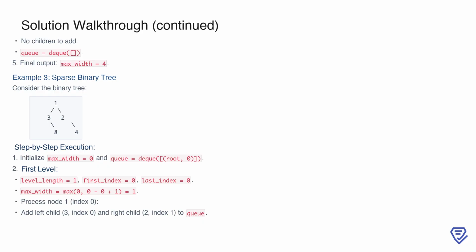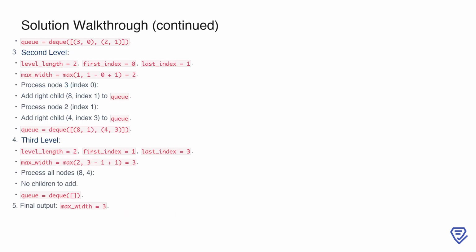Processing all nodes at this level, 5, 3, 9, and 7, reveals that none of them have children, so no nodes are added to the queue. With the queue now empty, we finish processing this tree and determine that the maximum width is 4. This example demonstrates how the algorithm handles a balanced, full binary tree, where the maximum width occurs at the deepest level.